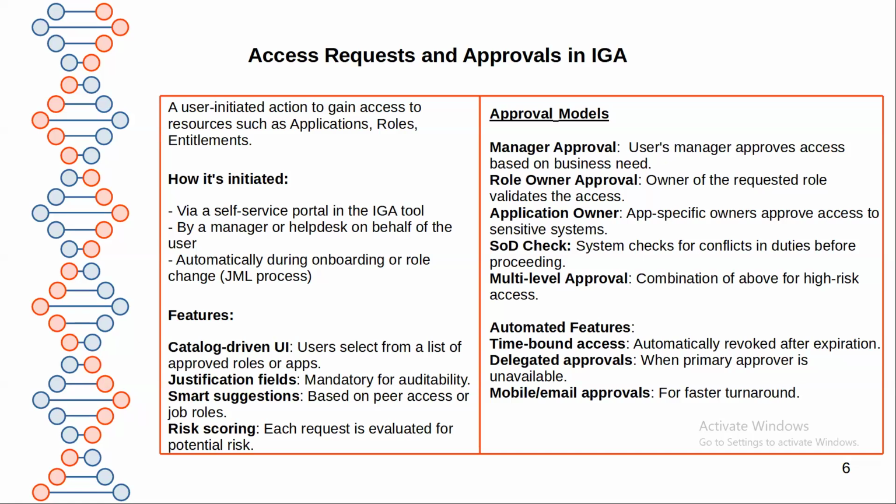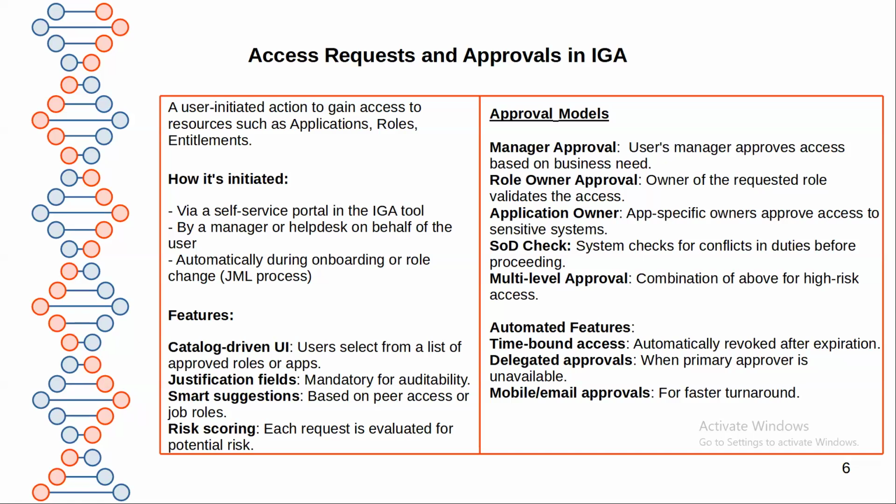So SOD checks can be done, and multi-level approval can be done in combination, like manager, role, application plus SOD. So all these combinations also can be done for the approvals. Once the approval is done, then it goes to access management to provide you the access.